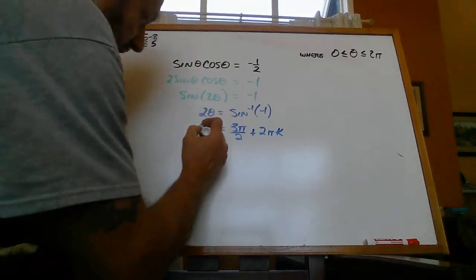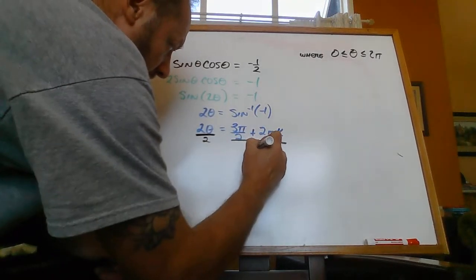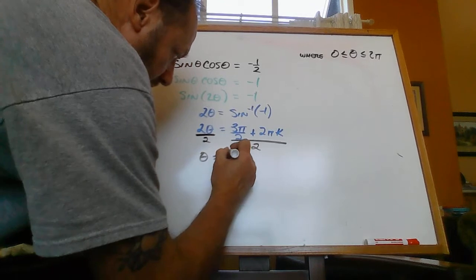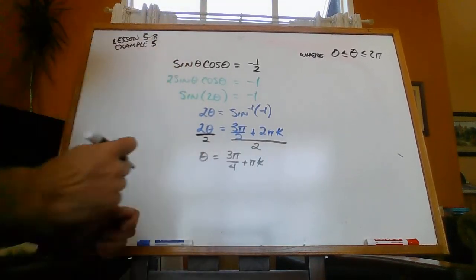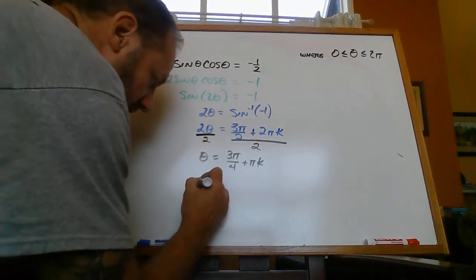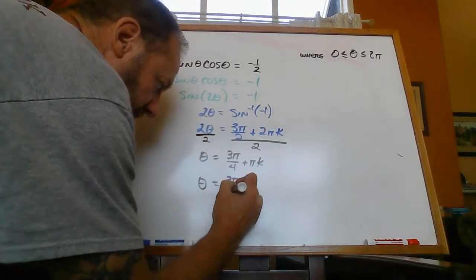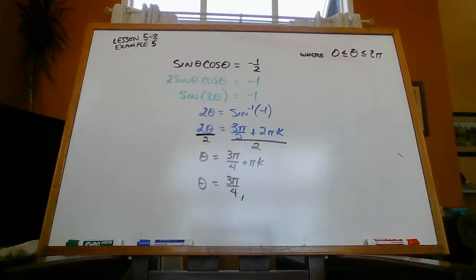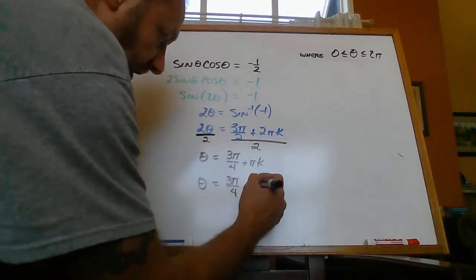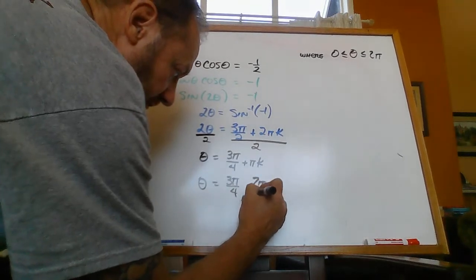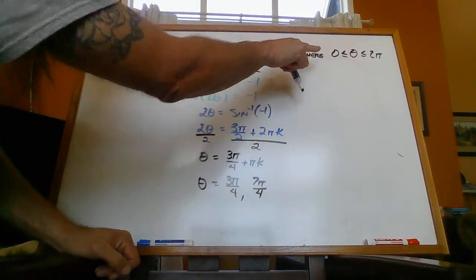So I divide everything by 2, and I get theta equals 3 pi over 4 plus pi k, which means theta is obviously going to be 3 pi over 4, but I'm also going to add 4 pi over 4 to that because that's equal to 1 pi. And that's going to be 7 pi over 4. And that gives me a second answer that's in this range right here.